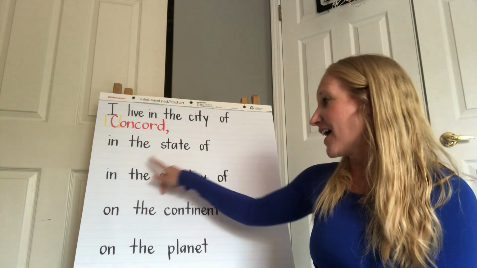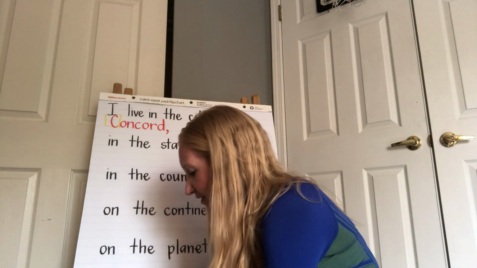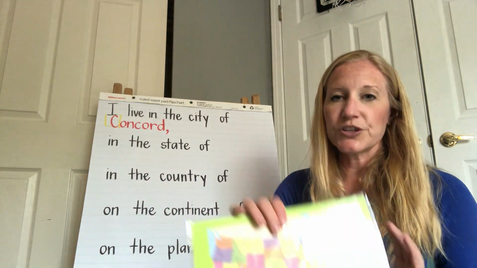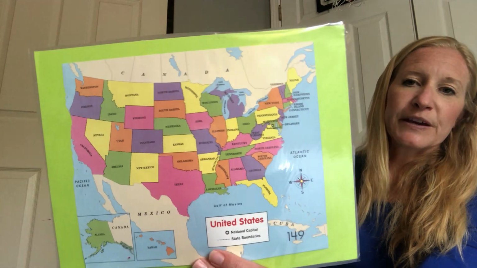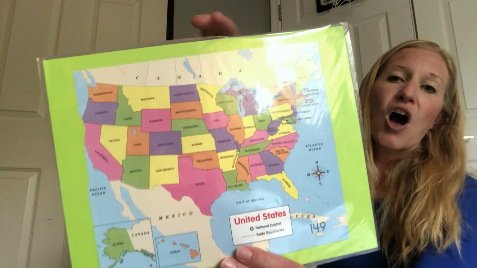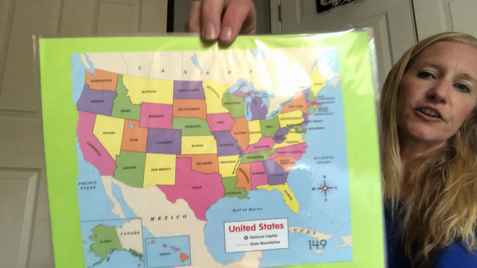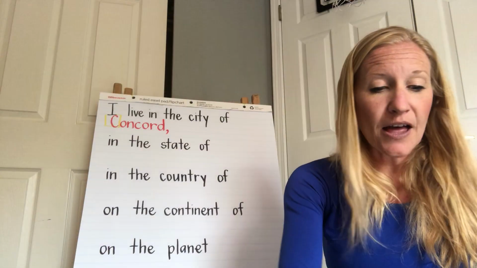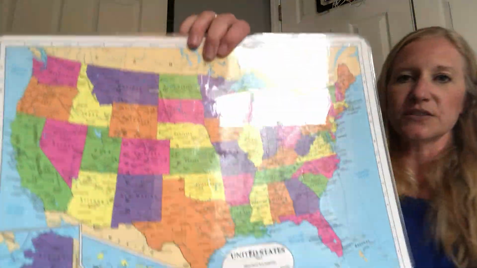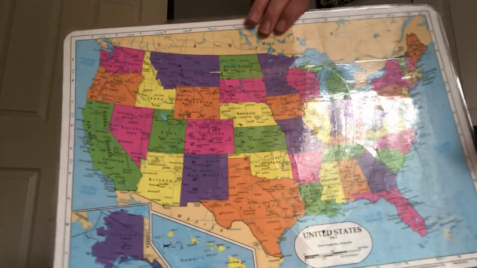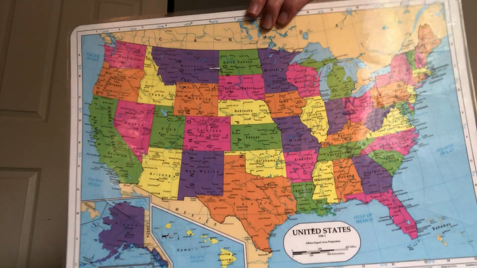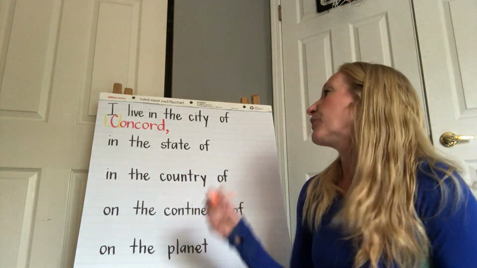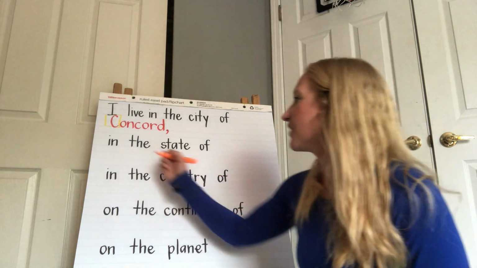In the state of, we live in the state of California. So if we were to look on this picture of the United States, our state, out of all these colored states, is this pink one over here, California. Here's another map. This is the one that you guys would take out to recess. On this map, California is green, right? And there's 50 states, but we live in the state of California.